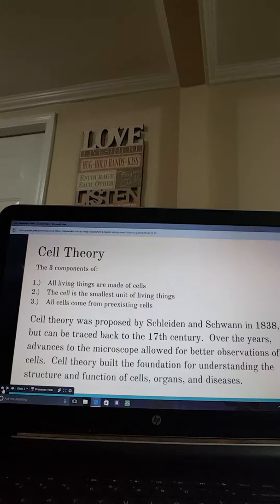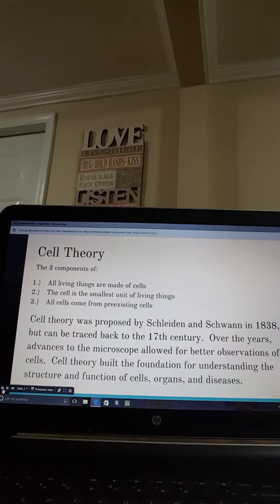Cell theory was actually proposed by Schleiden and Schwann in 1838, but can be traced back to the 17th century. Over the years, advances to the microscope allowed for better observations of cells. Cell theory built the foundation for understanding the structure and function of cells, organisms, and diseases.